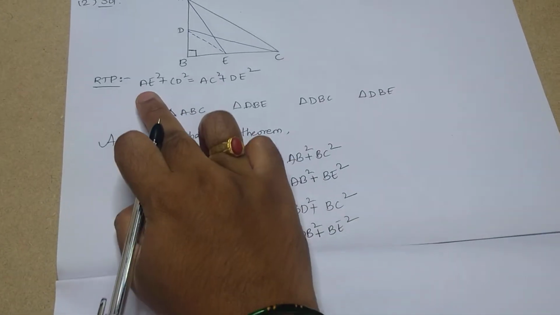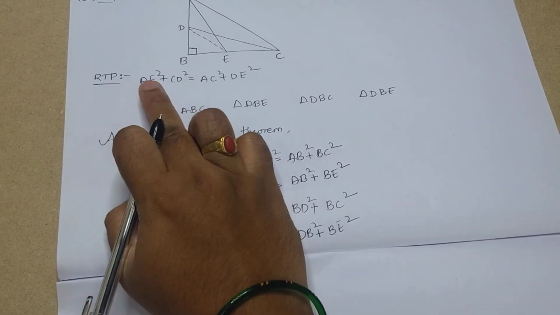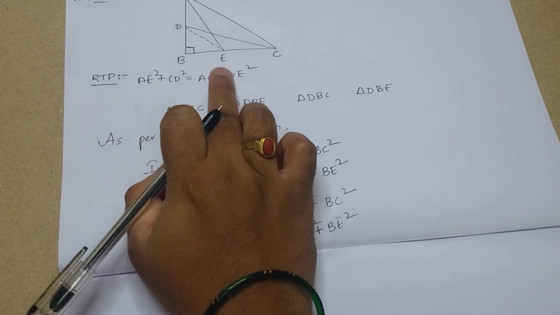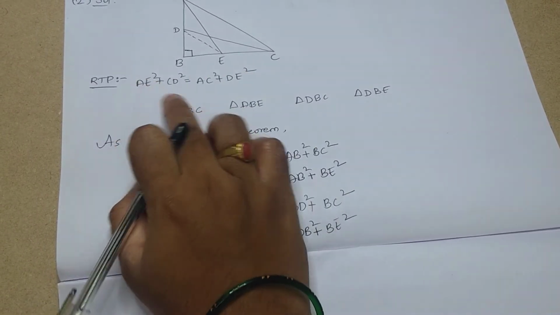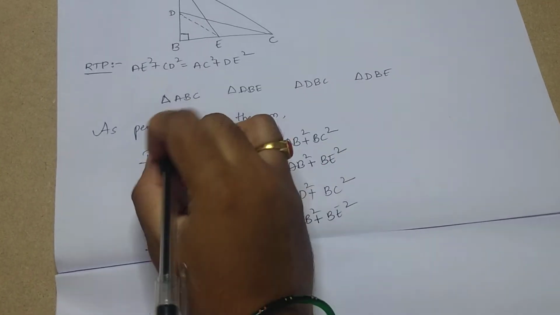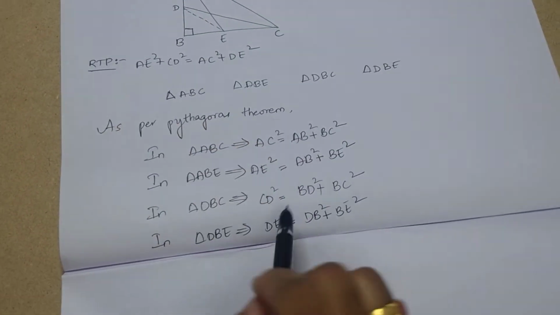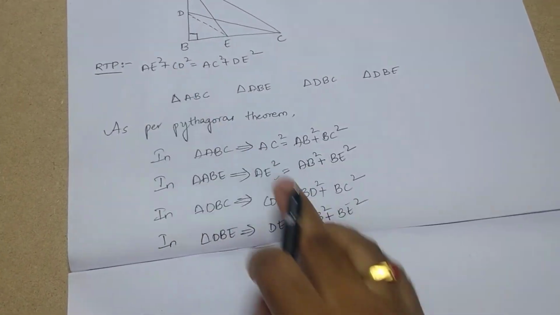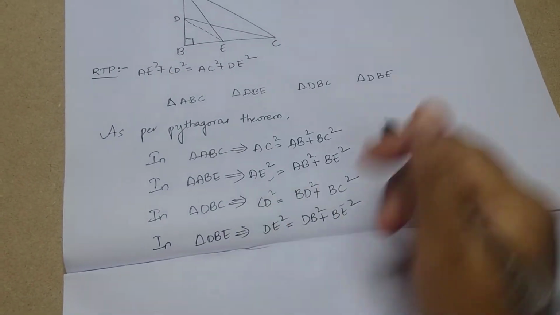So let's see the required to prove part. They told that AE square plus CD square should be equal to AC square plus DE square. So with either of it you have to prove the other part. So what will I do here? See, AE square, can you see AE square here? Yes, here it is there. Again CD square, yeah, here it is there.